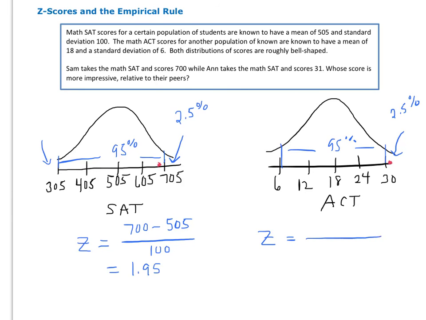Likewise for Anne, her score was 31, the mean on the ACT is 18, and the standard deviation is 6. So Anne's z-score is 2.17. And again, that reflects what we saw in the picture. Her score was just above 2 standard deviations from the mean.